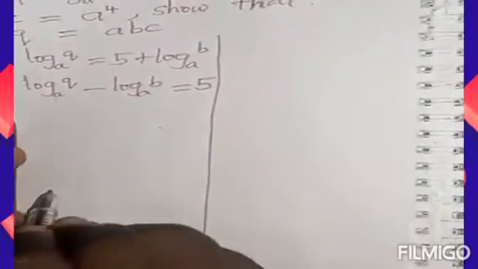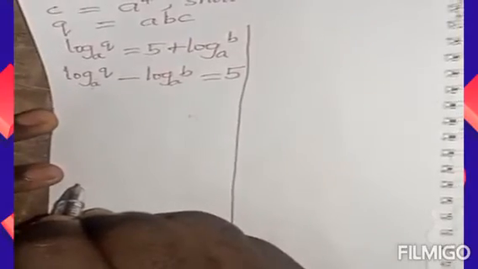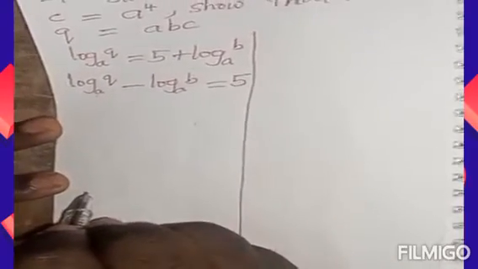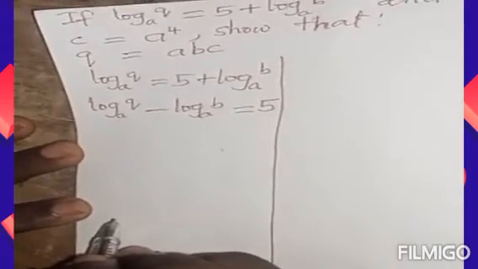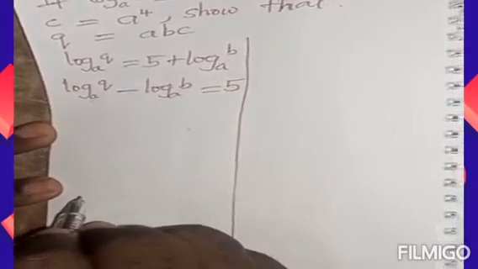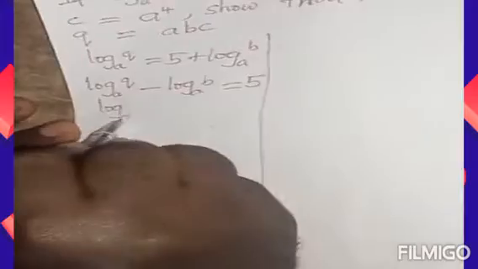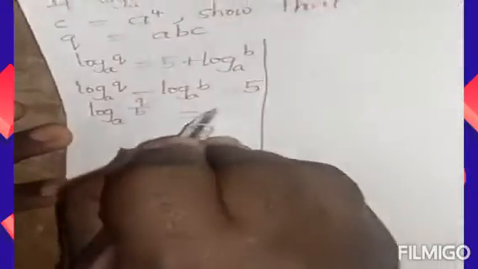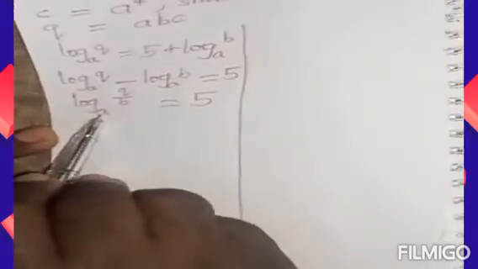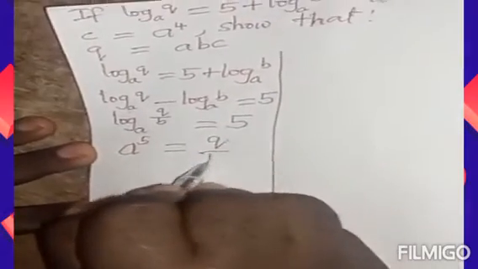Then the next step, according to one of the laws of logarithm, when we are subtracting logarithm of numbers with the same base, what we need to do is to divide those numbers, which I will do now. Then I leave this as logarithm in base a of q divided by b is equal to 5. And what does logarithm of q over b in base a equals 5 mean? It means a has to be raised to power of 5 for it to be equal to q over b.